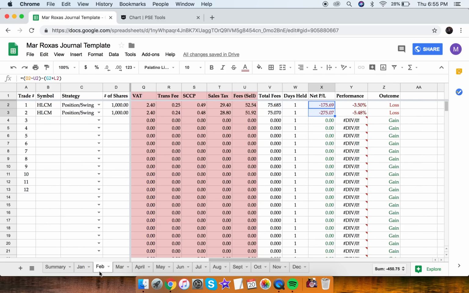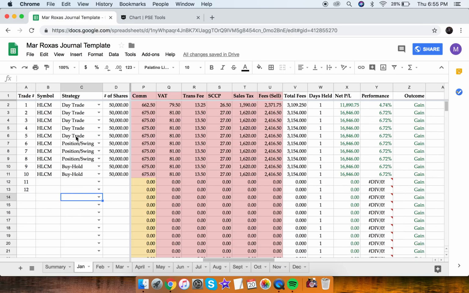Sa February, may entry pala tayo. Sa February, 2 position and swing. Gawin ko na lang tong day trade. Day trade, day trade. So, total is 2 plus 5, 7 ang day trades natin. 7 day trades. And we have 3 position slash swing. And we have 2 buy and hold.